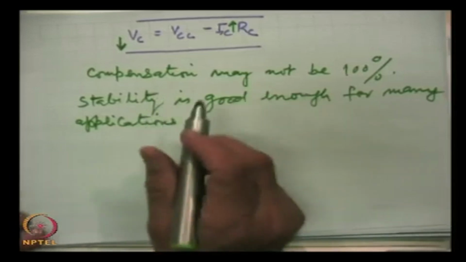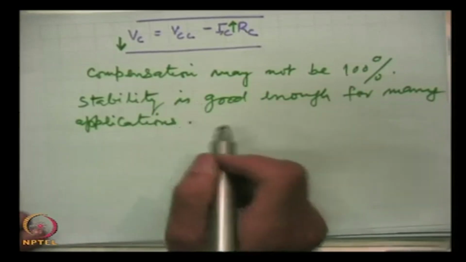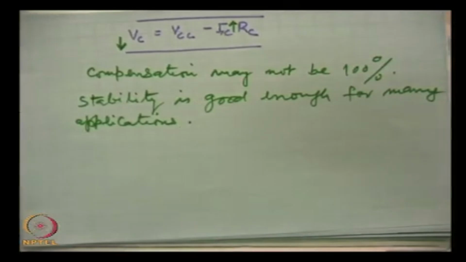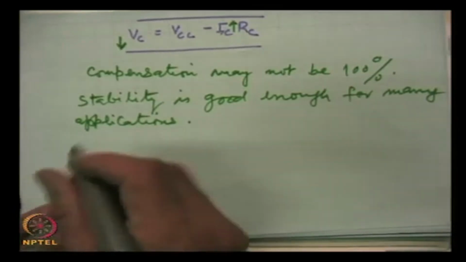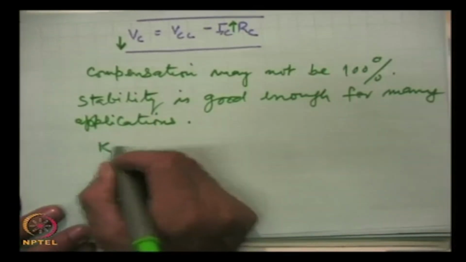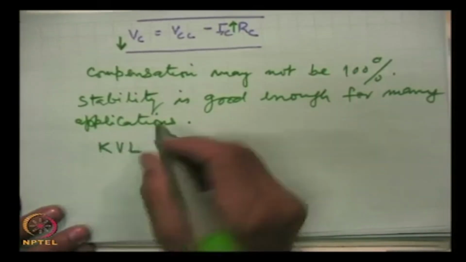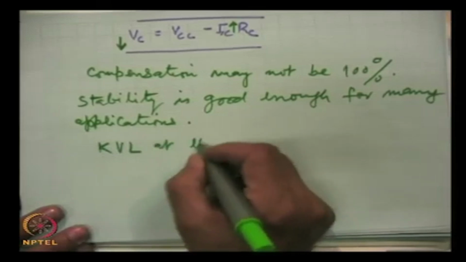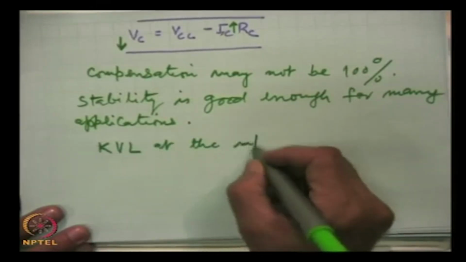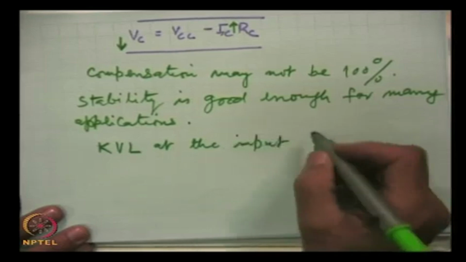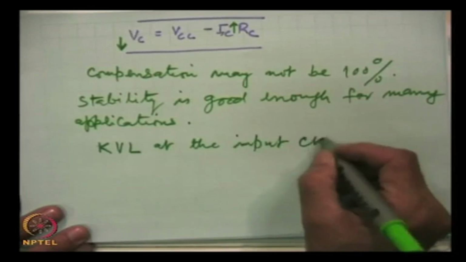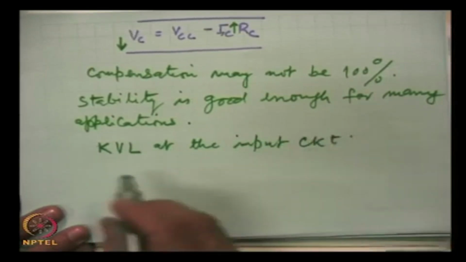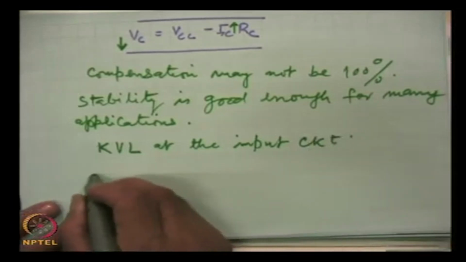And we can talk a little bit more about the design procedures. We apply the KVL, the Kirchhoff's voltage law, at the input circuit, which gives the I draw the circuit, this is the circuit.